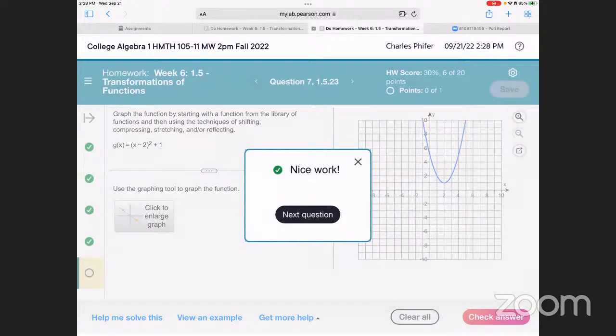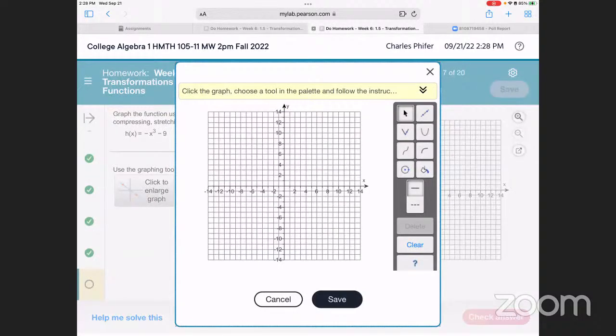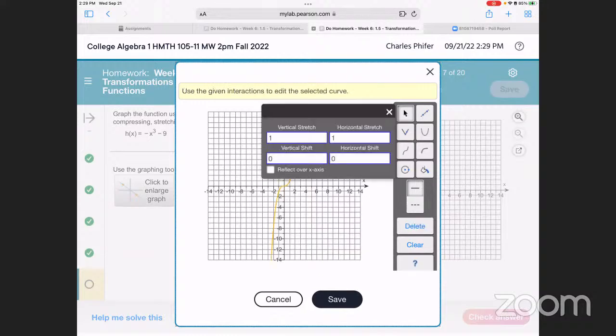Okay, let's do another one. Similar deal, right? We're graphing. So I'm gonna click to enlarge. So now the basic function is gonna be x cubed. And that one is like an S shape. So in our options on this little panel on the right-hand side, it's the left-hand option on the third row. So if you go down to the third row, the left-hand option, that's our cube function. I'm just gonna click on the origin just to activate the graph.